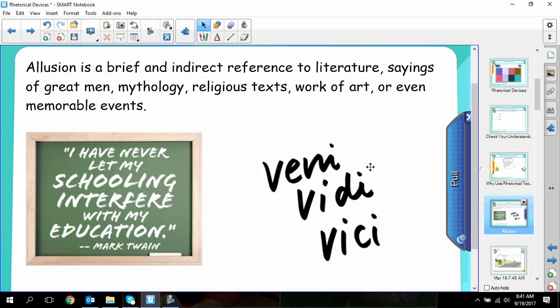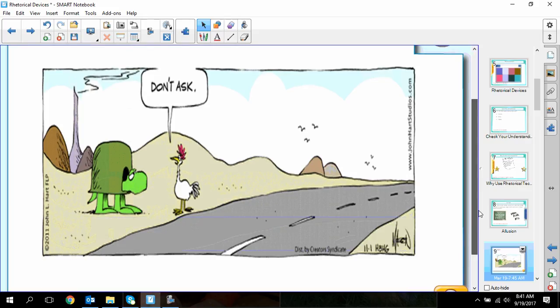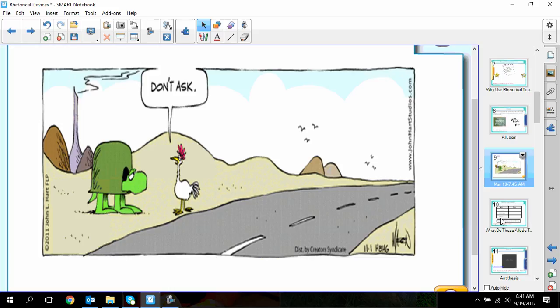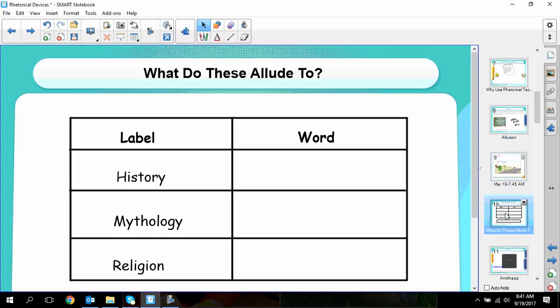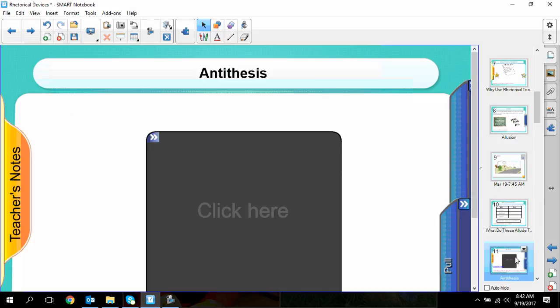But Veni, Vidi, Vici, live and let live, that might be outside of your allusion knowledge. But how about this one? And of course, this is going back to the age-old question, why did the chicken cross the road? Okay? And so the three most famous areas where we find allusions are history, mythology, and religion. And like I said, we're going to come back to this and we're going to be doing some activities with it. Okay? So let's move on to antithesis.